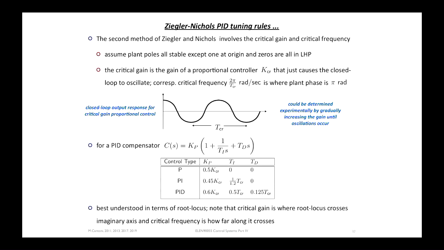Again, it's just about coming up with a rule for choosing the parameters of a PID compensator on the basis of things that can be determined experimentally. So what they do is they wrap a loop around the closed loop and pump up the gain of just a constant gain controller until the system starts to oscillate. And that gives you the numbers required to compute the parameters of the PID compensator here.